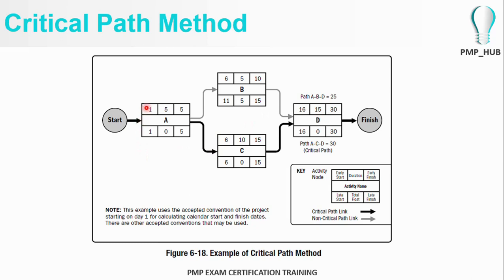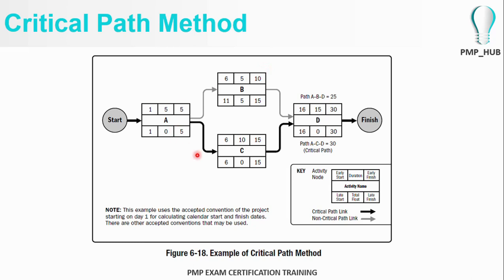If the project starts from day 1, activity A will consume 5 days, and including day 1, the earliest finish day will be day 5. Please note again, this example is based on calendar days. Then activity B is scheduled to start on the next day, day 6, and has a duration of 5 days. Including the 6th day, calculating 5 days, activity B will finish at an early finish time of day 10.